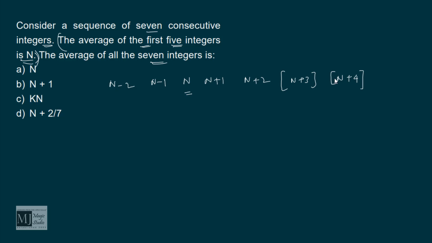Now what is the average of all the 7 integers? Let's add them up: n, n plus 1, n plus 2, n minus 1, n minus 2, n plus 3, n plus 4. The plus 1 and minus 1, plus 2 and minus 2 cancel out. We have 3 plus 4, that is 7. So the sum of all the 7 numbers is 7n plus 7. To find the average, we will divide this by 7. We will get n plus 1. Option B.